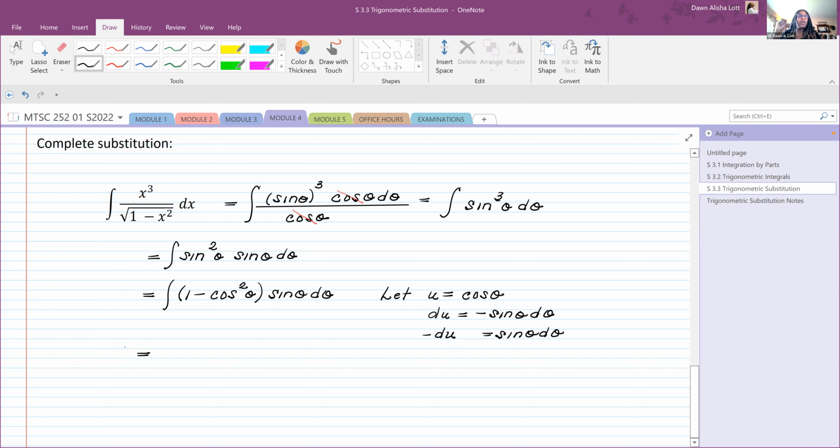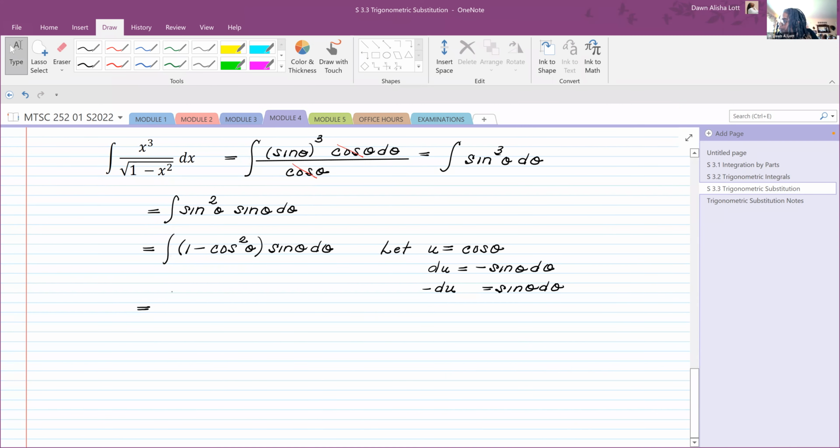So notice how we went from x to theta and theta to u. So we went from x to theta and from theta to u. So that means obviously we got to go backwards, okay?